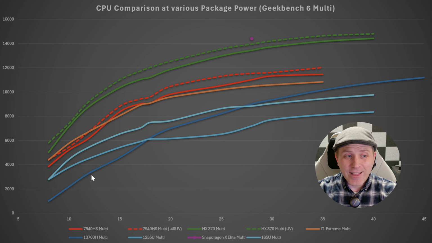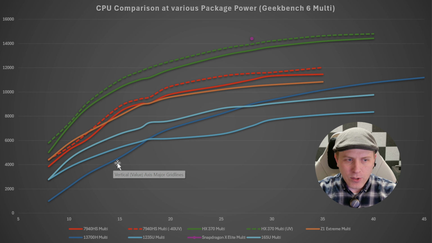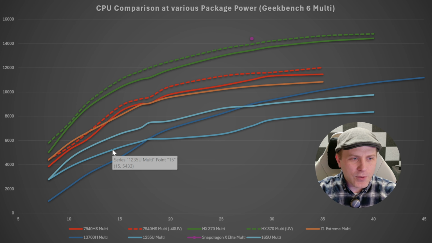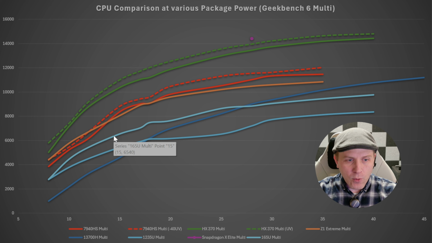So while at low wattages, that 13700H is actually the worst performing CPU in this benchmark at 8 watts, but it goes up and it scales really well. It scales higher and higher and higher. That said, you will see a trend. All of these blue lines here are Intel, and you'll see that at 15 watts, the 13700H has horrible scores. The 1235 a little bit better, and the 165U actually does quite a bit better, which is good to see.